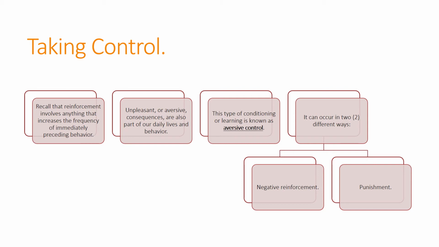So, taking control. Recall that reinforcement involves anything that increases the frequency of immediately preceding behavior. Now, unpleasant or aversive consequences are also part of our daily lives and behavior. We all have these every day, sometimes more than others. We all have unpleasant things that go on in our lives. And this type of conditioning or learning is known as aversive control. It can occur in two different ways: through negative reinforcement and also punishment.